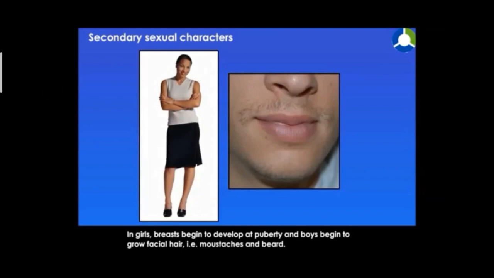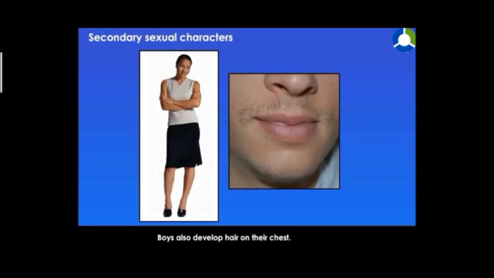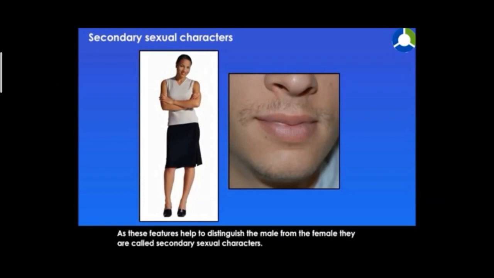In girls, breasts begin to develop at puberty, and boys begin to grow facial hair, that is, mustache and beard. Boys also develop hair on their chest. All these features help to distinguish the male from the female. They are called secondary sexual characters. In both boys and girls, hair grows under the arms and in the region above the thigh, or the pubic region.